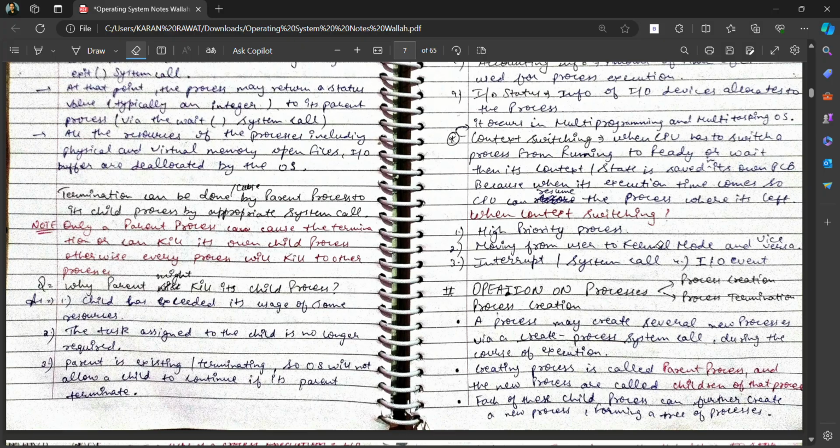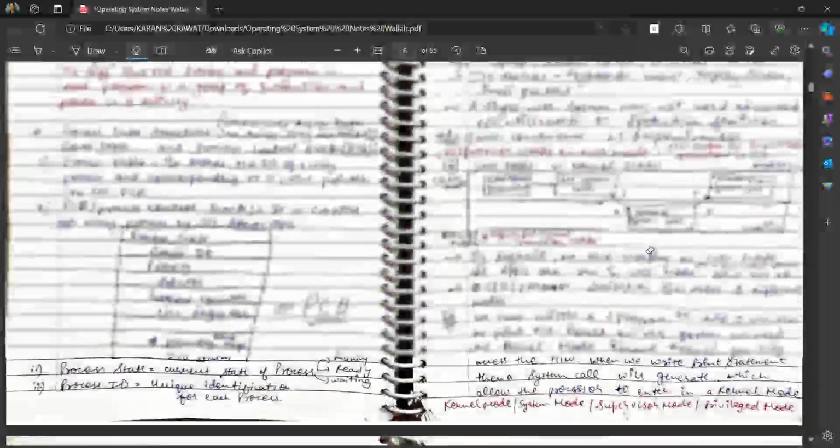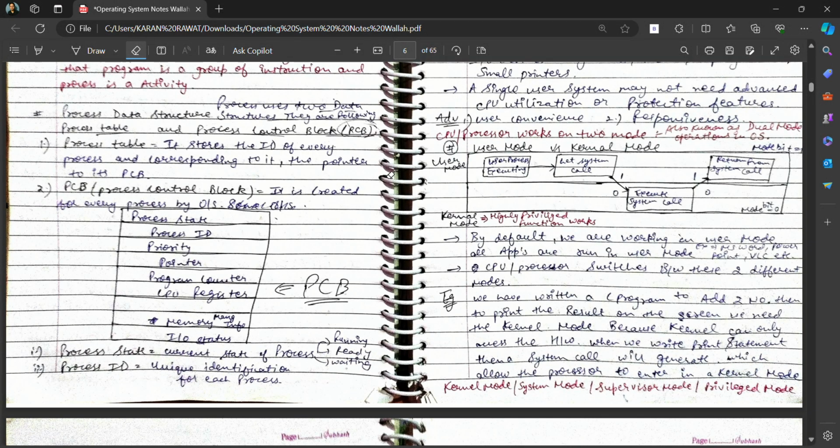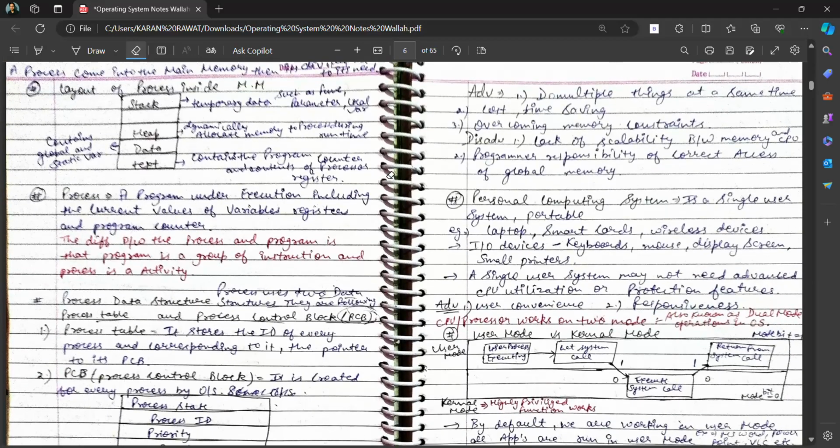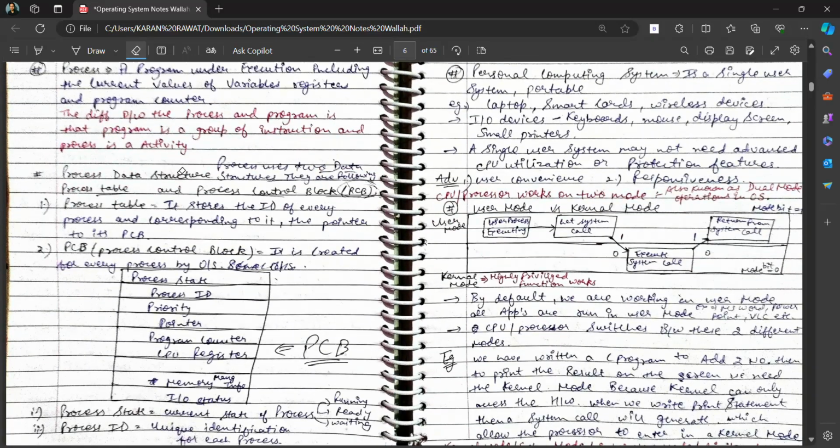In the previous video we discussed the process data structure, as you can see on my notes. I think the screen is visible to all of you. From my notes, I taught you about the process data structure.